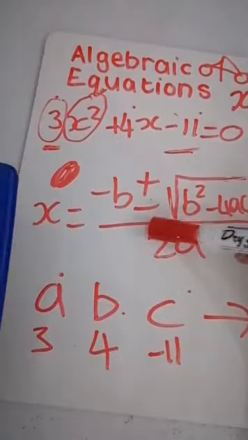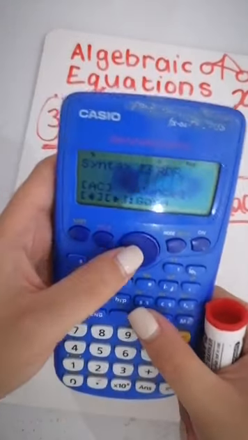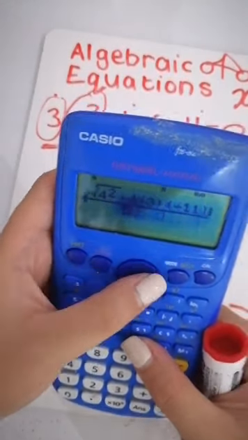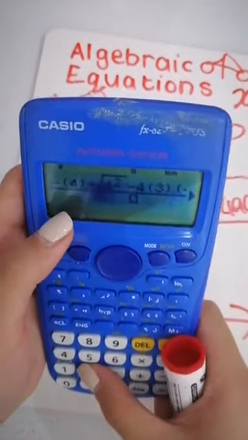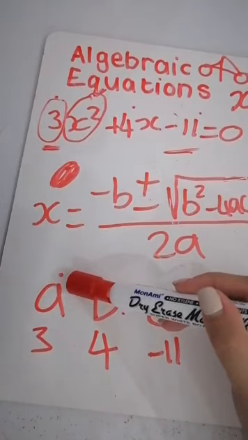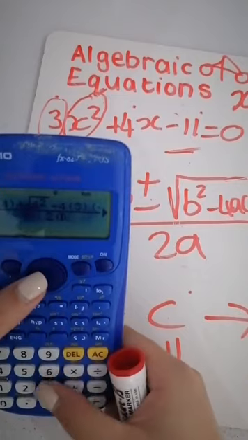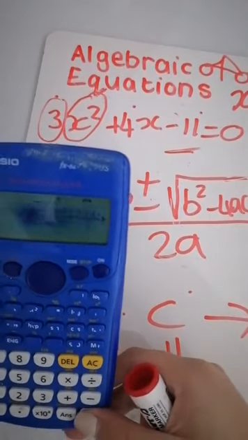And your denominator is 2a. So you just type in the constant of 2, and in brackets the value. So you say 2, brackets, and the value of a, your coefficient of your first term, is 3. So you put it inside the brackets. And now you just press equal to.